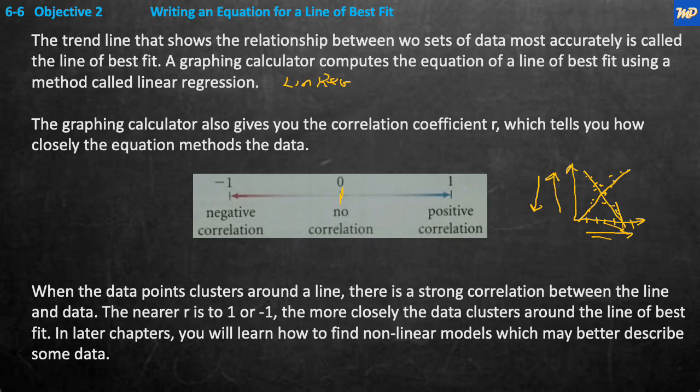In later chapters, you'll learn how to use other nonlinear models, which may better describe some data. But as you see it here, this is kind of the idea. The dots are clustering around the line, and the closer they cluster, the higher the accuracy of that line in defining what that data group is. Okay, good. I think you've got this.